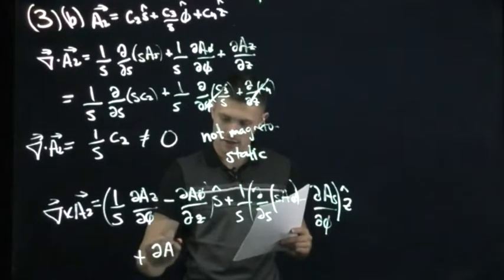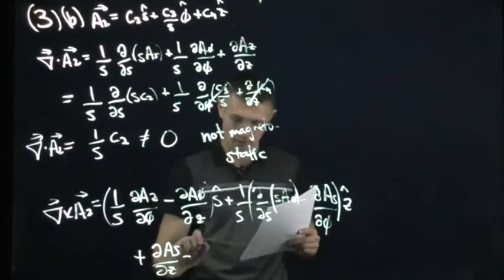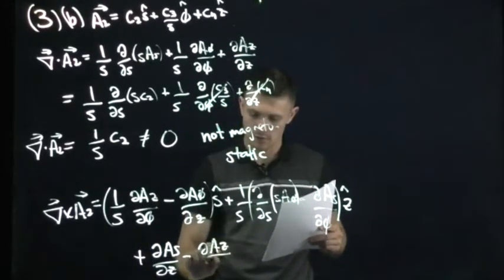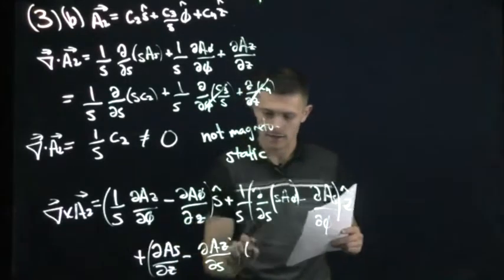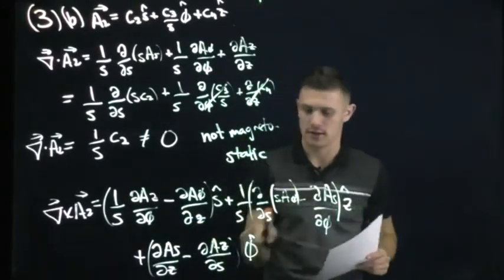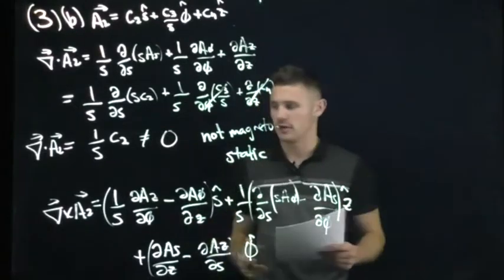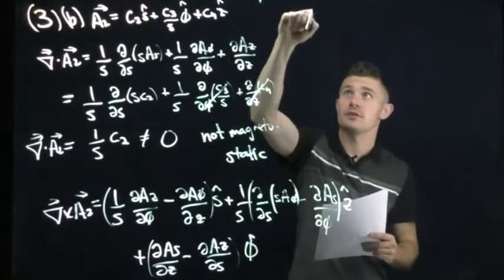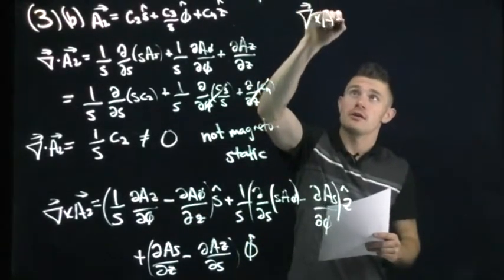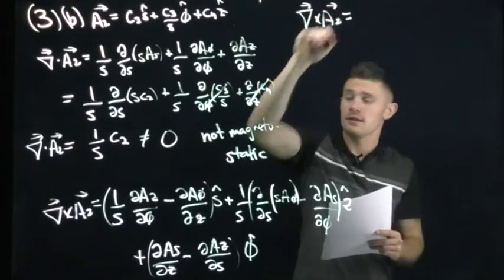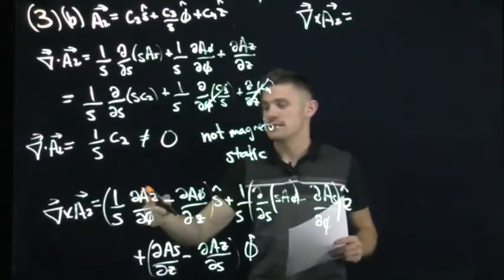We have dAs by dz minus dAz by ds, phi hat. So again, we have our S hat, our z hat, and our phi hat. I wrote them in the wrong order, but they're all there. So we substitute in our values for AS, A phi, and AZ, and we end up with 1 over S dAz by d phi.